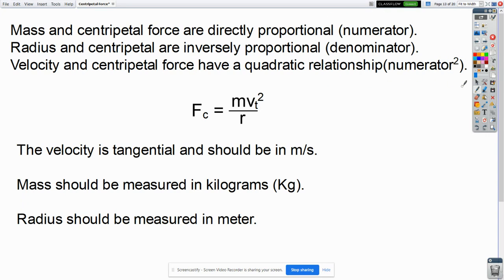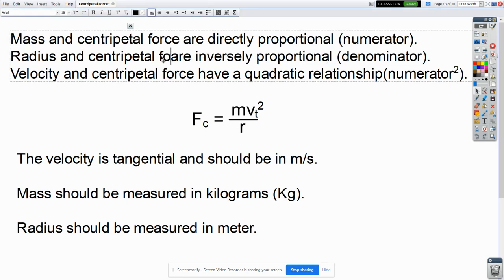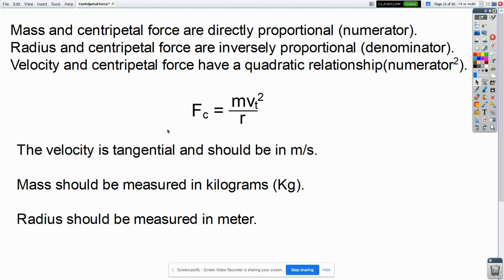So taking all these ideas in mind, that's where the equation comes from. Centripetal force is equal to the mass of the object times the tangential velocity squared divided by the radius. The velocity is a tangential velocity, not the angular type, for this particular equation anyways. And it needs to be in meters per second. The mass would need to be in kilograms, and the radius should be in meters.